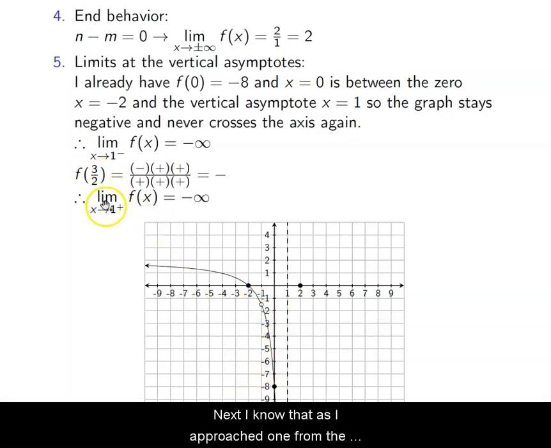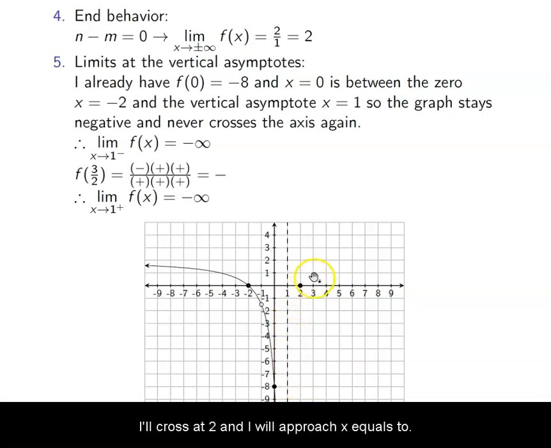Next, I know that as I approach 1 from the positive side, this way, I have negative values. So in between my 1 and my 2, all my values are negative, right? So I have to come from here. I'll cross at 2, and I will approach y equals 2.